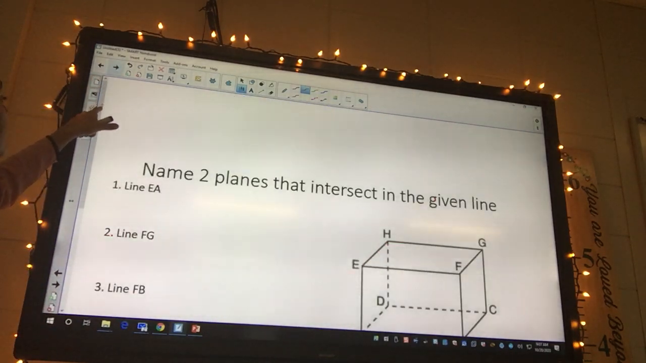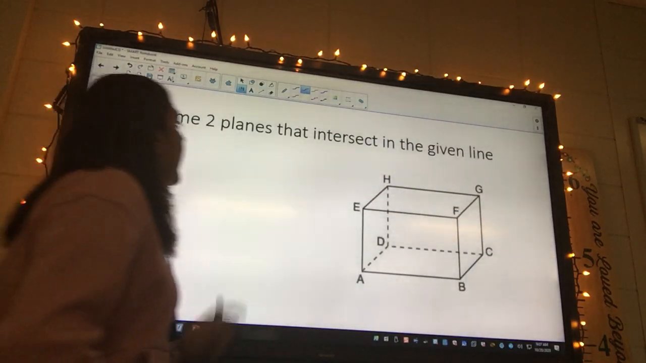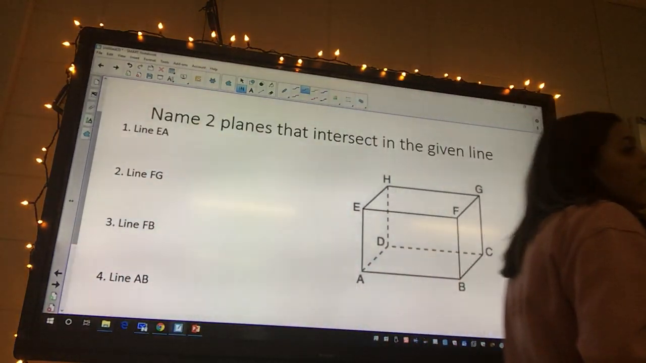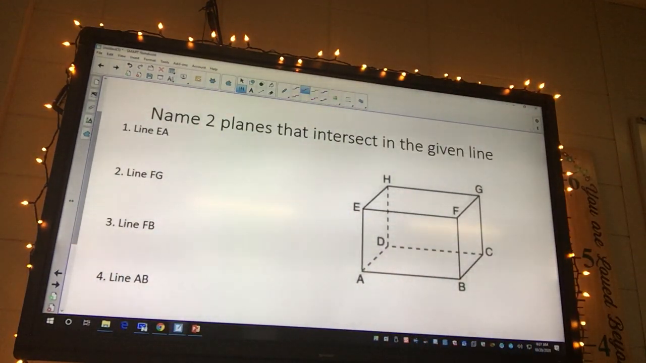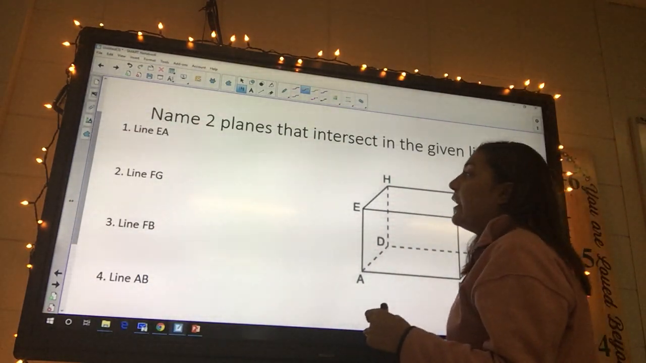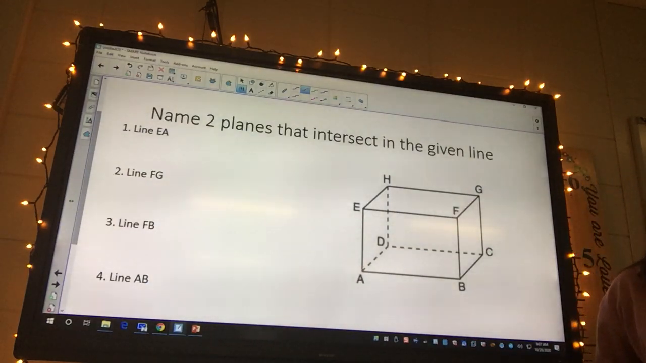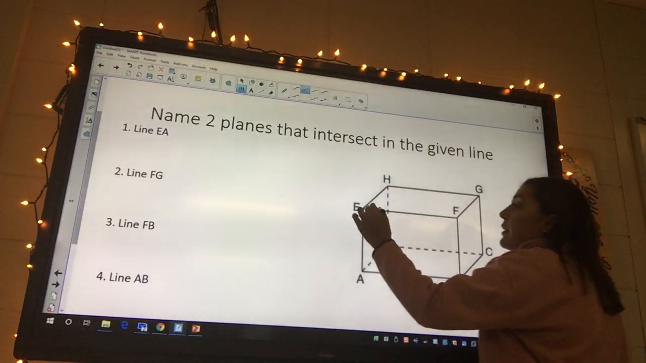Okay, look at the next slide. Name 2 planes that intersect the given line. These are the ones that some of you guys need to use colored pencils. So, I have my line, EA. The very first thing is we need to find EA. Well, right here is EA.